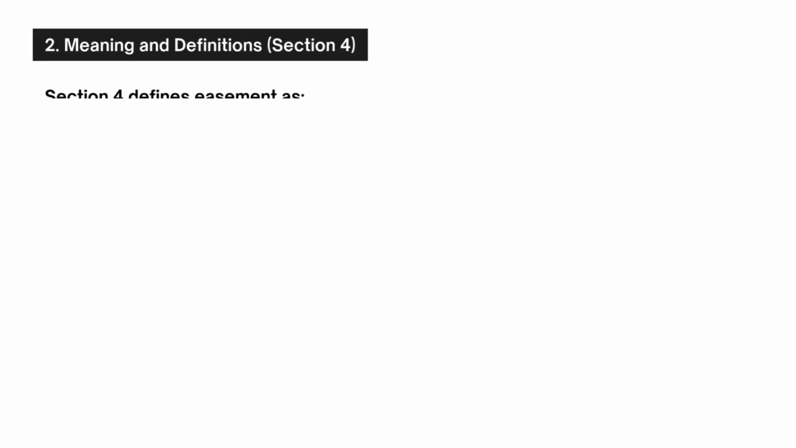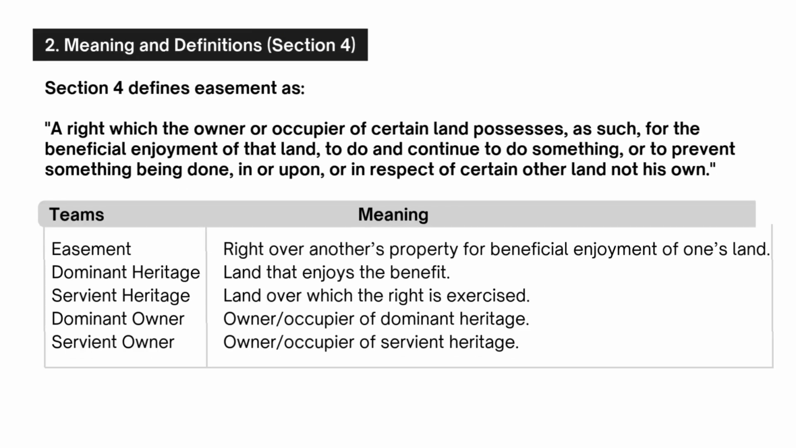2. Meaning and definitions, Section 4. Section 4 defines easement as a right which the owner or occupier of certain land possesses as such for the beneficial enjoyment of that land, to do and continue to do something, or to prevent something being done, in or upon or in respect of certain other land not his own. Key terms and their meaning to remember.